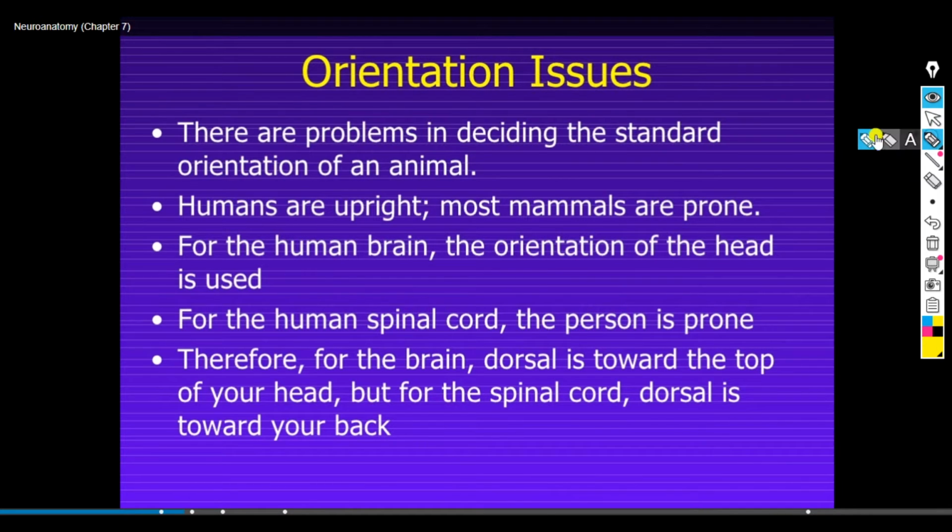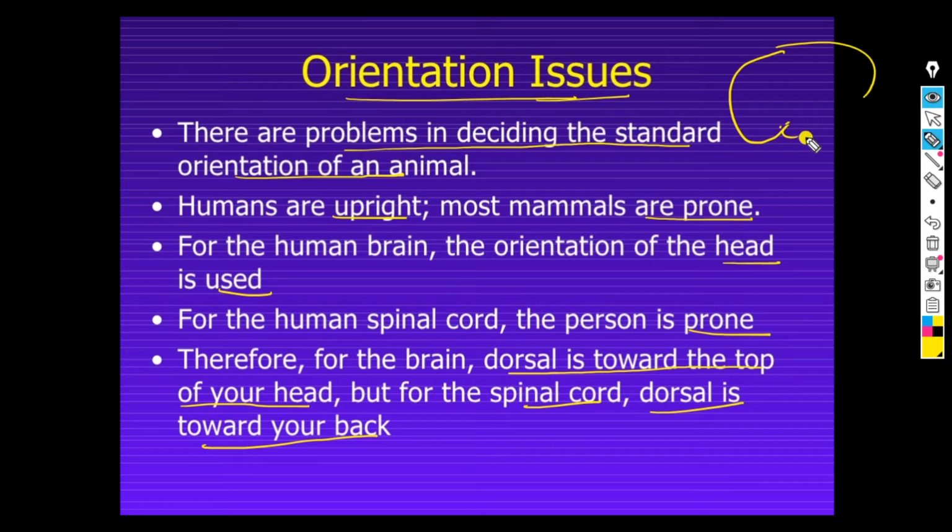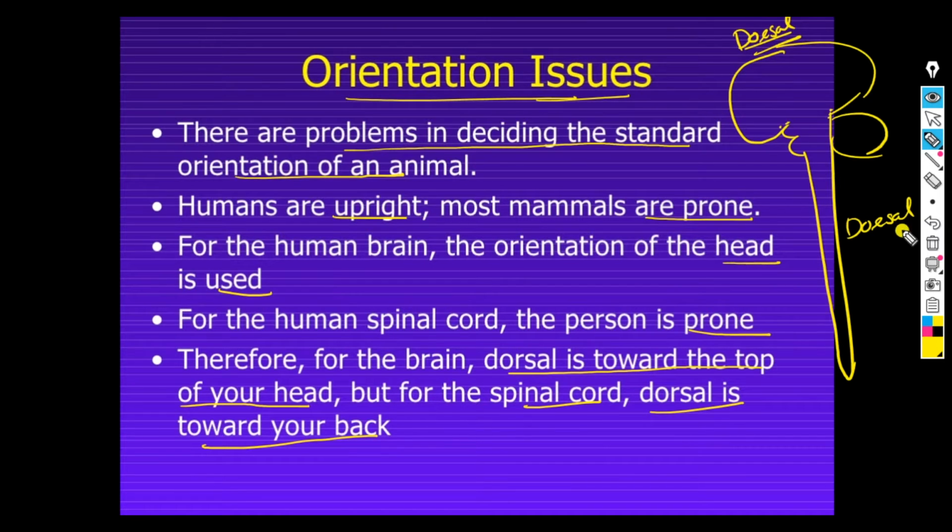Orientation issues: there are problems in deciding the standard orientation of an animal. Humans are upright, most mammals are prone. So for the human spinal cord, the person is prone. Therefore, for the brain, dorsal is toward the top of your head, but for the spinal cord, dorsal is your back. So I am drawing here the brain, and this is dorsal for the brain, and this is dorsal for the spinal cord.